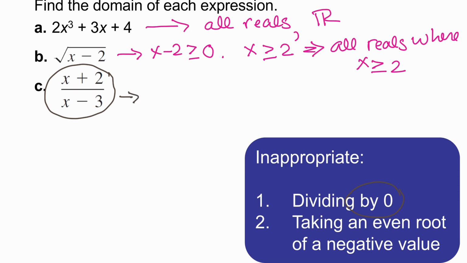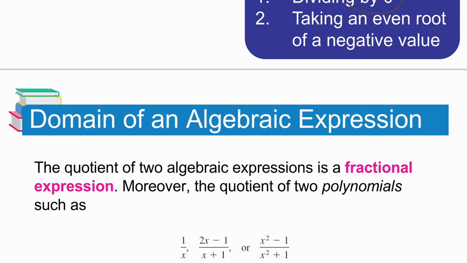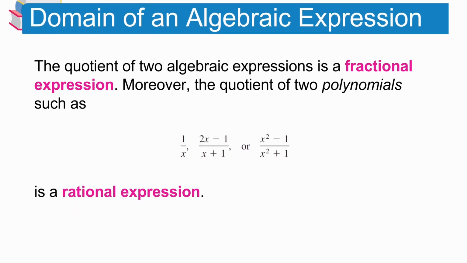So here we would say all reals except 3. So x cannot equal 3. Might be another way of saying that. So as long as x does not equal 3, everything's good. And so that's the domain.